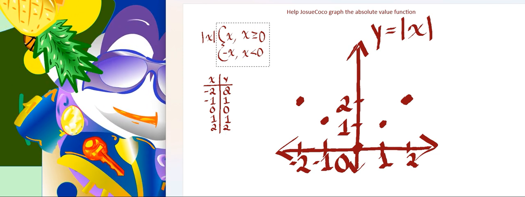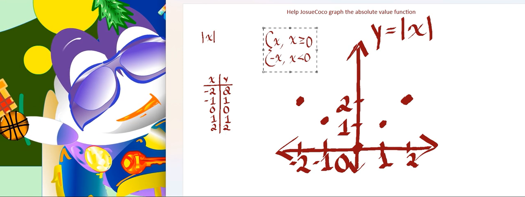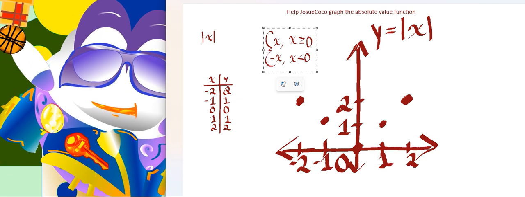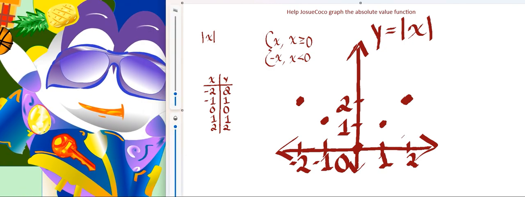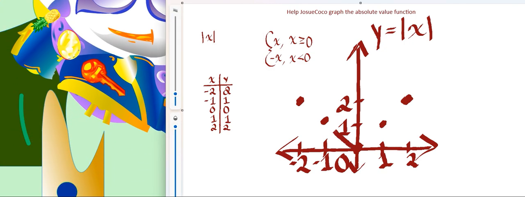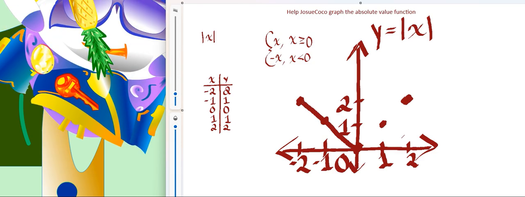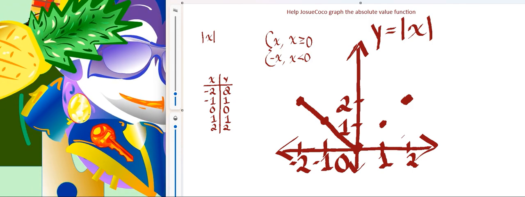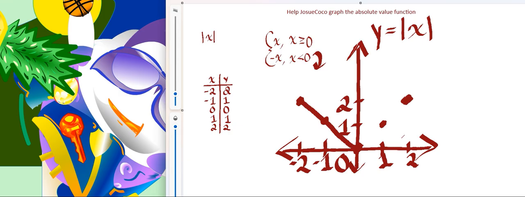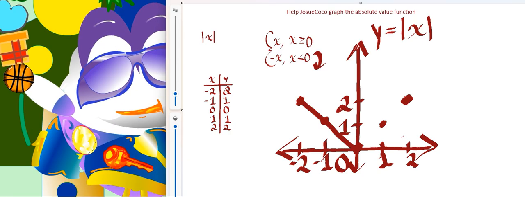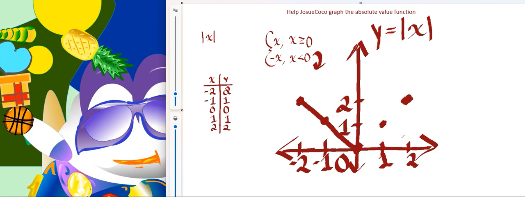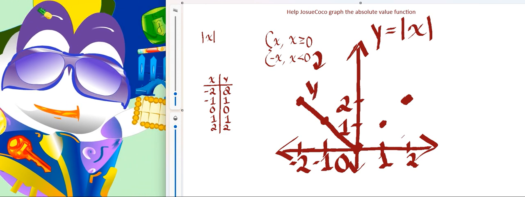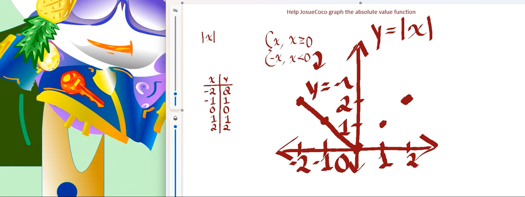Take our piecewise defined function and begin connecting the dots and labeling the line. Okay, we'll connect the dots here and this line will be labeled as y equals negative x.